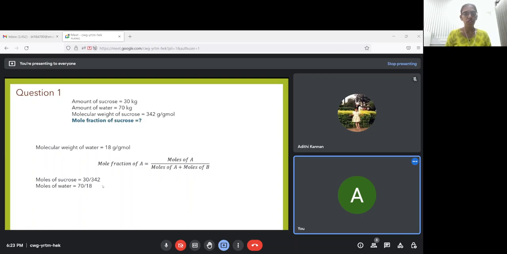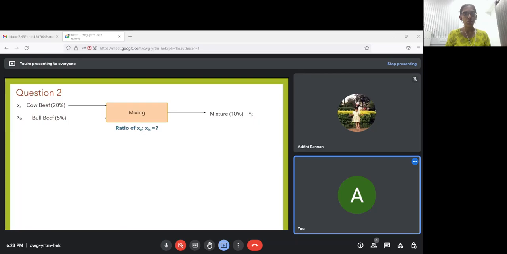So when we substitute these values in this equation, we get mole fraction of sucrose is 30 divided by 342, which is moles of sucrose, divided by moles of sucrose plus moles of water, that is 70 by 18. When we calculate, we get 0.022. So the correct answer to this question is given in option C, which is 0.022.